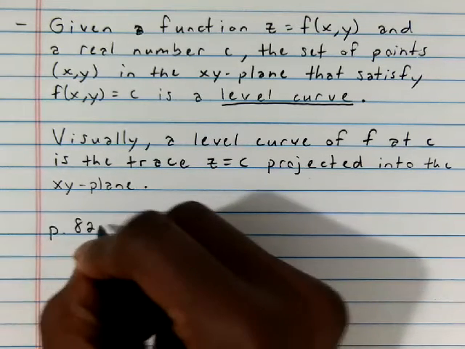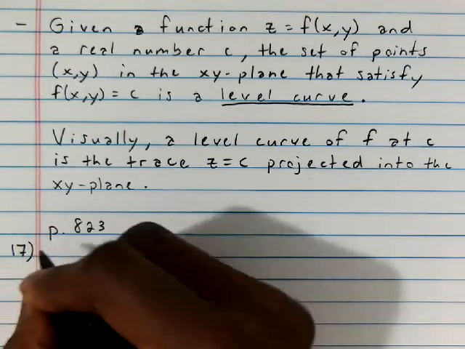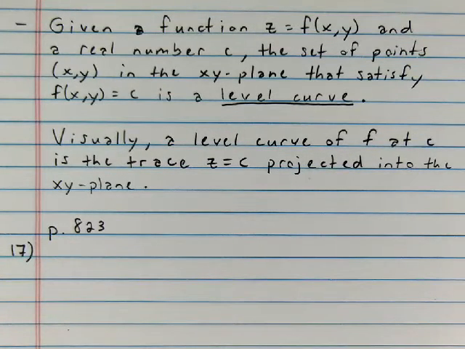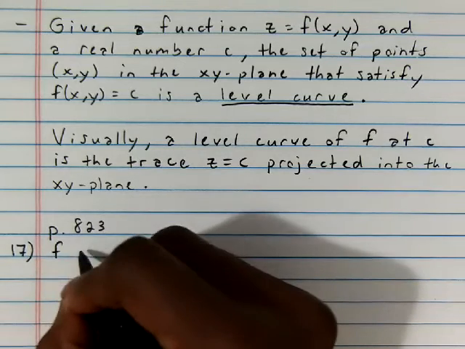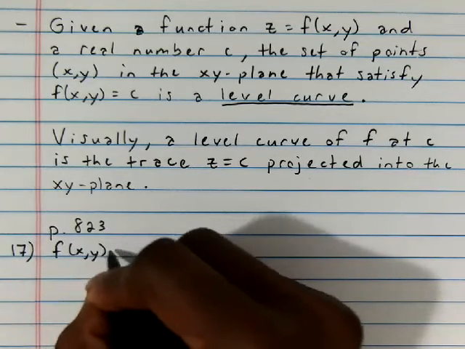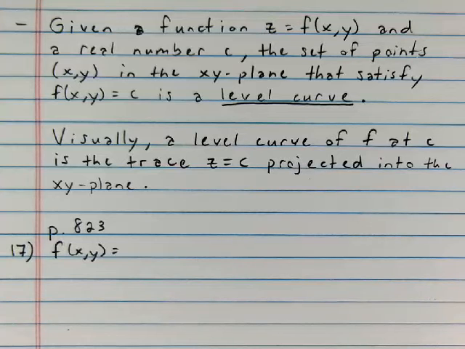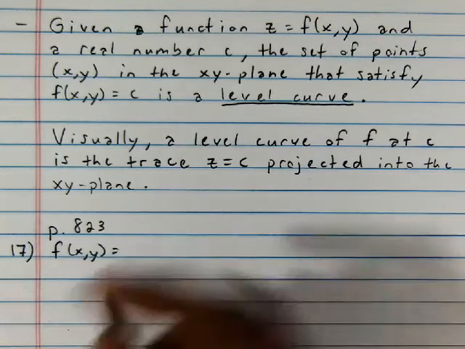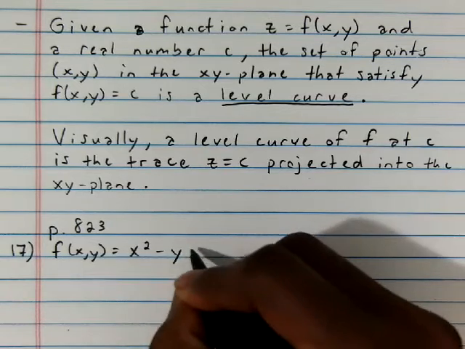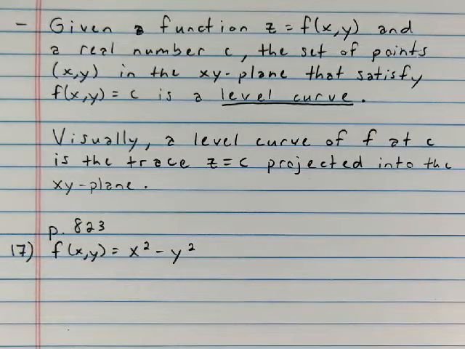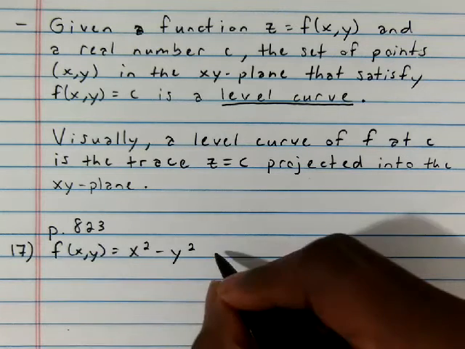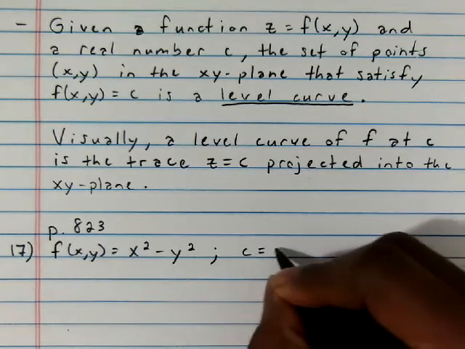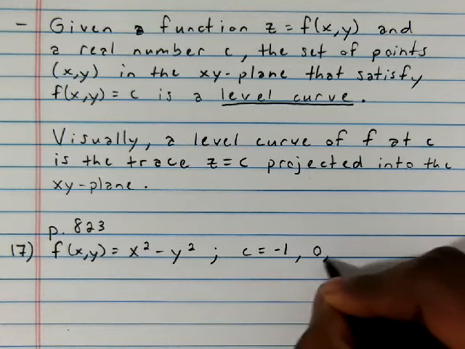So we're going to start with number 17 on page 823. Number 17 says, in exercises 13 through 18, sketch the level curve f of xy equals c, and they give us f of xy equals x squared minus y squared. And they tell us to sketch this for c equals -1, c equals 0, and c equals 1.